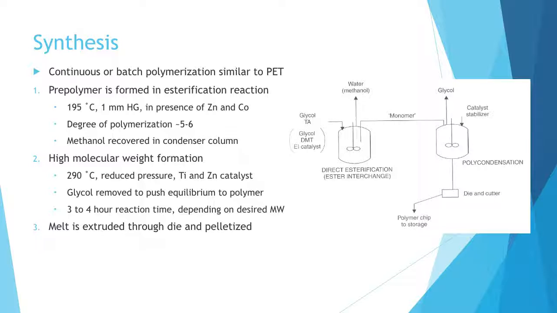During the second step, where you want to form higher molecular weight, the prepolymer is heated to 290 degrees C at reduced pressures in the presence of titanium and zinc catalyst. During this process, glycol is removed to push the equilibrium towards the polymer production. Total reactor time is about 3 to 4 hours, depending on the desired molecular weight of the polymer. After the polycondensation reaction, the melt is extruded through a die and pelletized.